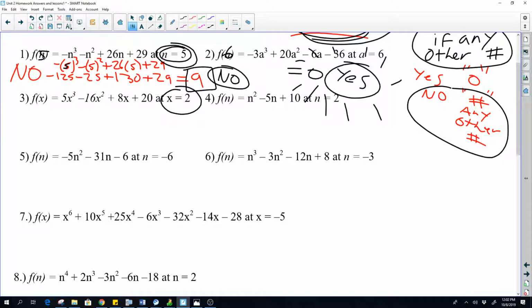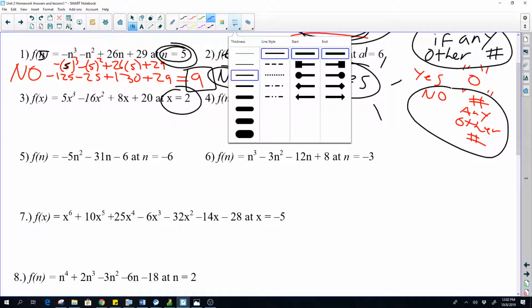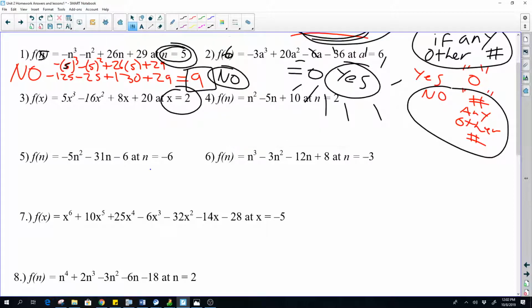So we're going to take negative 6, use a different color. And we're going to take negative 6 and plug it in to n squared and n, wherever we see an n. So now we have negative 5 times negative 6, all squared, minus 31 times negative 6, and then minus 6. And then let's see if we get 0 or not.